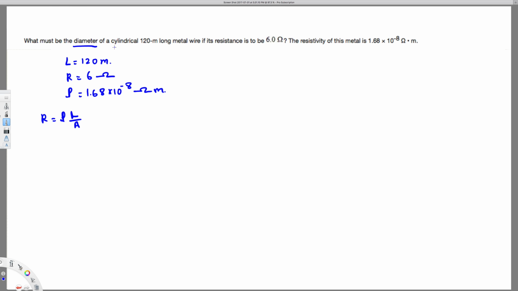And they are saying this is a cylindrical metal wire, right? So here we have resistance, resistivity, length over area. Since this is a cylindrical metal wire, the cross-sectional area is going to be a circle, right? So we are going to use the area of the circle. That's going to be pi r square. If you want to write it in terms of diameter, we know that radius is equal to d by 2. So this is going to be pi times d by 2 squared. If you square this, you will get pi d square by 4.